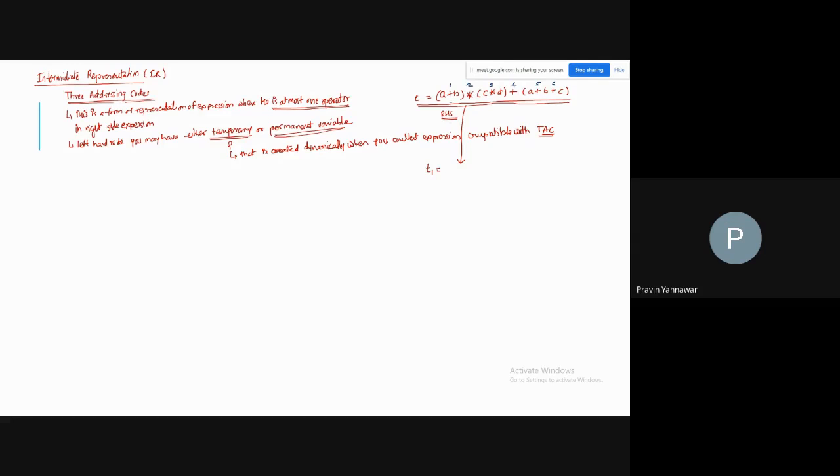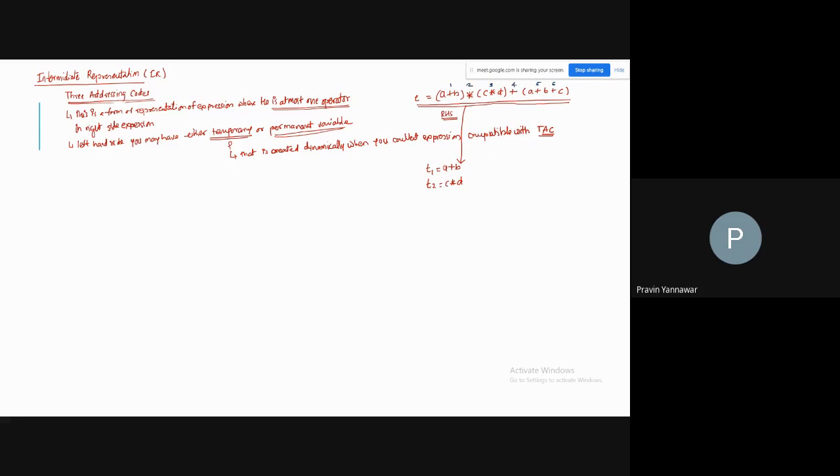So T1 is, let us take first, A plus B. T1 is A plus B. Then I am going to have T2. T2 is C multiplied by D.